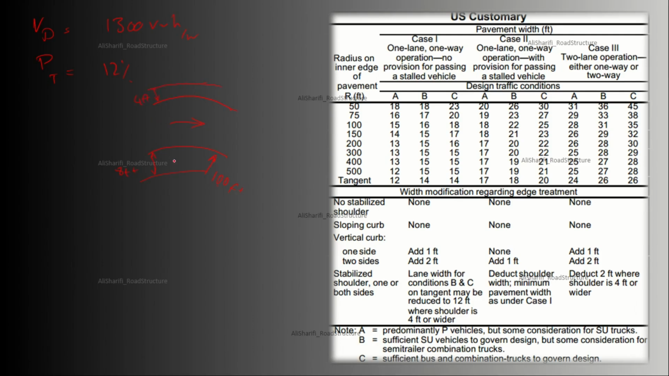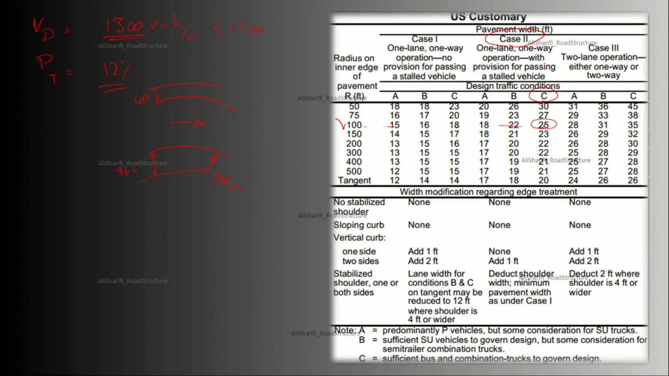Well, since the turning volume is in between 800 to 1500 vehicle per hour, case 2 is appropriate to be selected, and given the 12% of trucks, traffic condition C will represent the appropriate traffic condition. The angular radius of a traveled way was 100 feet, so the minimum width of a traveled way should be at least 25 feet. But it's not done yet.